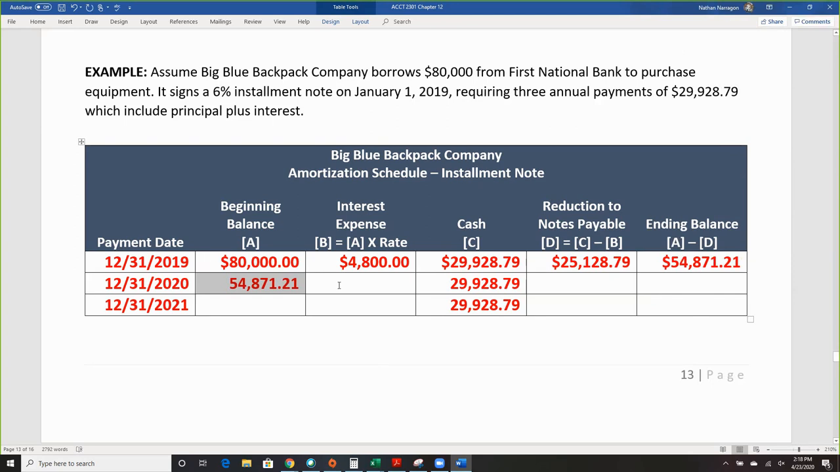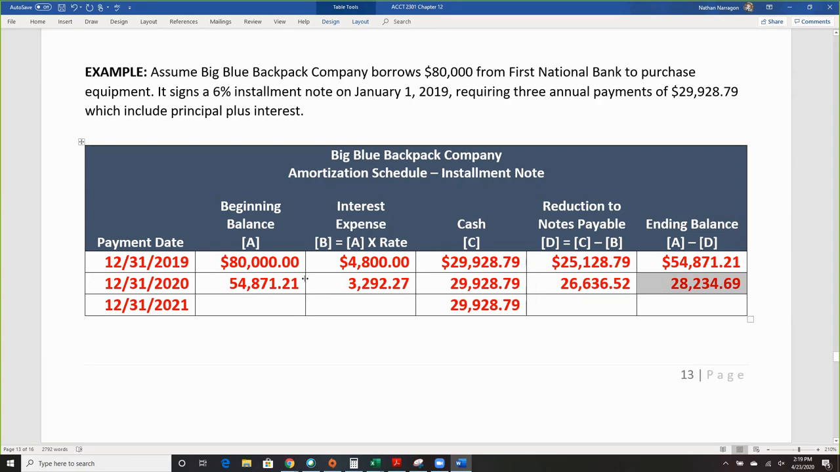I'm going to multiply by the rate, since this is just the second payment. Do the same, take from our cash to subtract the interest, and there's our principal payment, which again reduces how much left on note to 28,234.69. Now again, since this is an installment note, remember, it only has 3 payments.